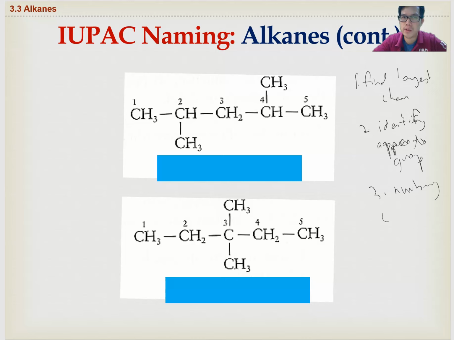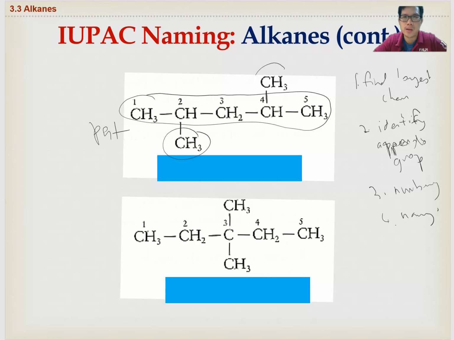So the first one is the longest chain: 1, 2, 3, 4, 5. Either direction is fine, so let's make it simple. This is the longest chain. When it's 5 carbons, it is pent. Then this is the appendix group, CH3, which we know is methyl.